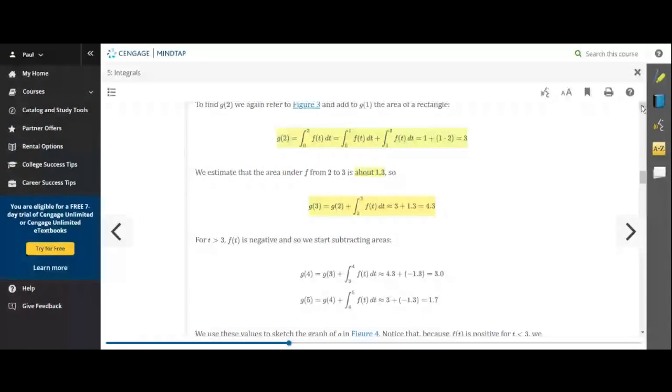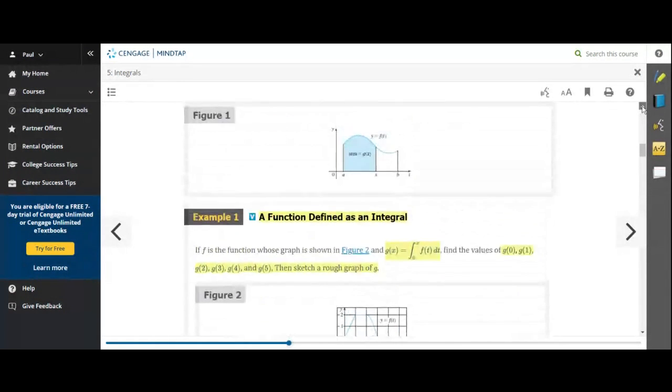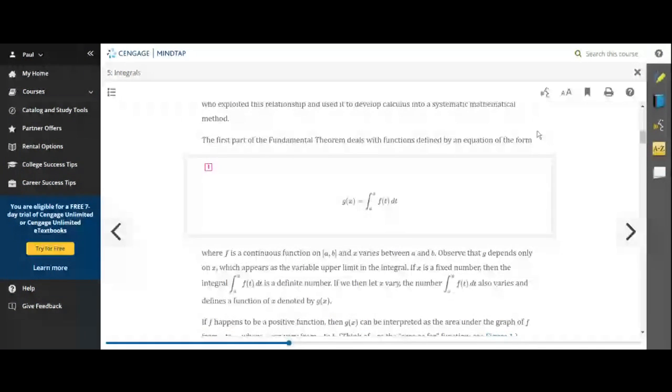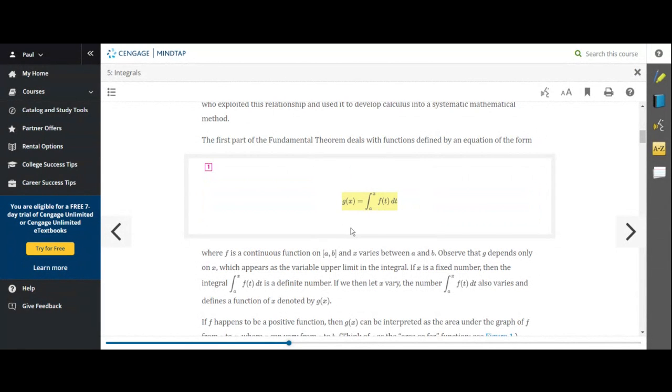They're just trying to show you, to demonstrate in concrete terms, what this g of x function defined as this definite integral means.